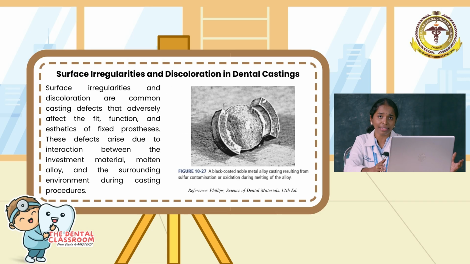Now coming to the second type of defect, that is surface irregularities and discoloration in dental casting. Surface irregularities and discoloration are common casting defects that adversely affect the fit, function and aesthetics of the fixed prosthesis, as well as the removable prosthesis in the case of cast partial dentures.